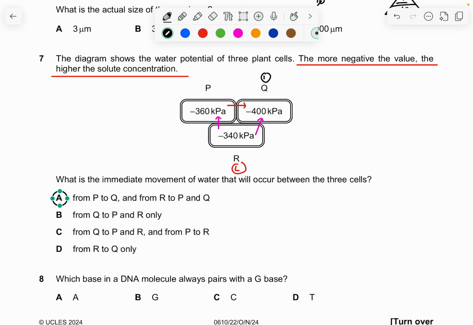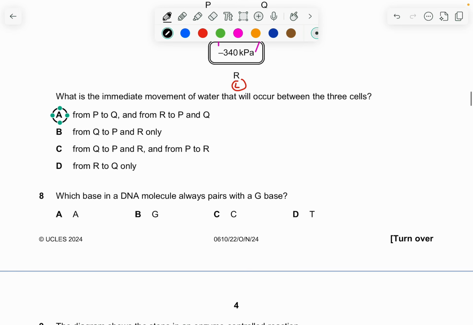For this type of question, you really have to write down the concept and write down where the water moves first. Do not get confused with the negative value, because during the exam, if you suddenly can't think it out, you will get stuck. So it's most important that you really visualize it, and then it's easy for you to do. Question 8. Which base in a DNA molecule always pairs with a G base? So very straightforward, C.